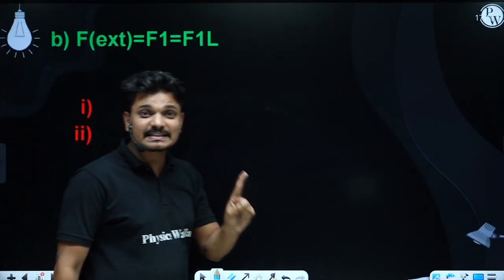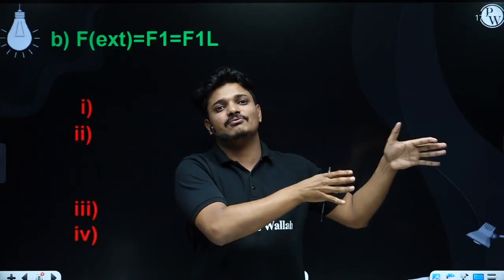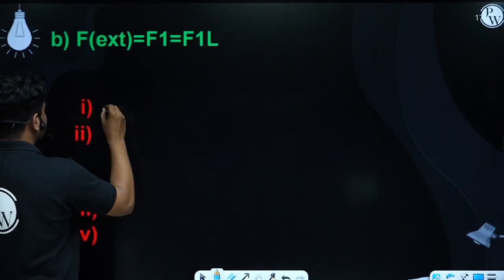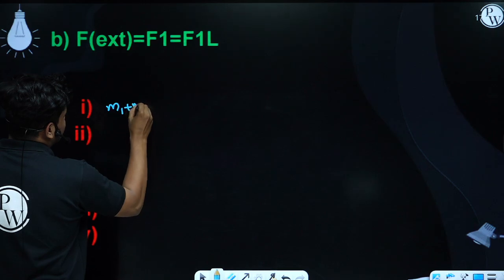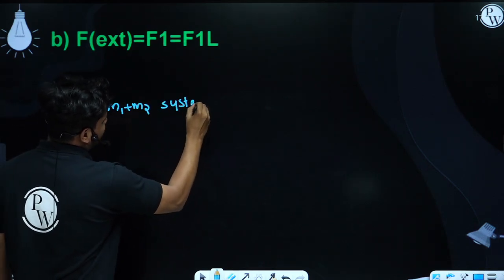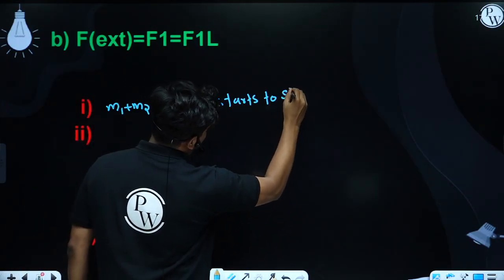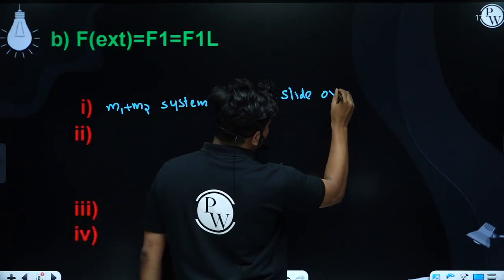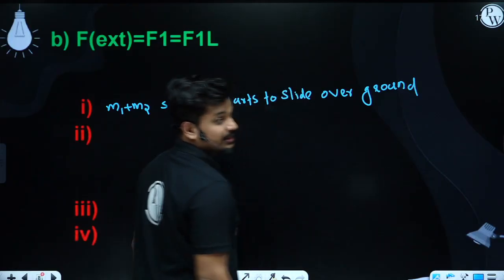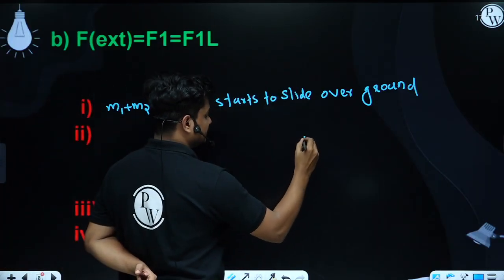That means if the F external, which I represent by F1, is equal to F1L, our external force has reached F1L. At the time what happens? The M1 plus M2 system starts to slide over the ground. Then we know this is our expression, this is our block.